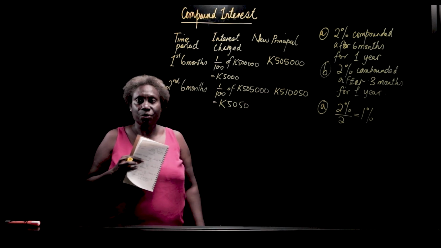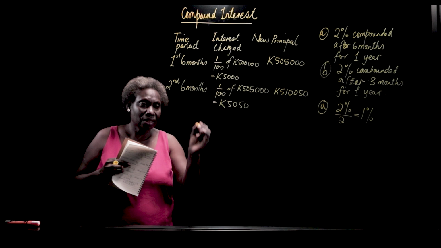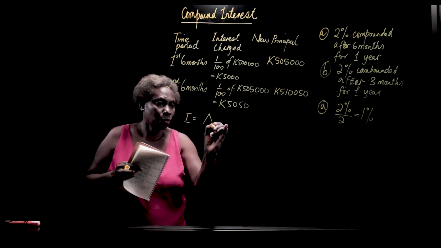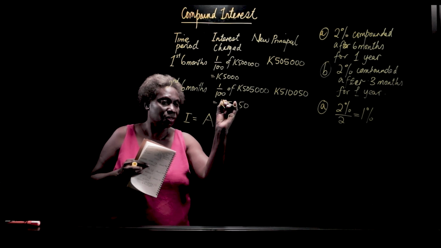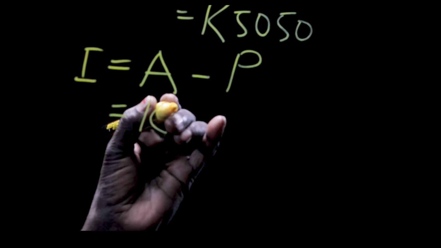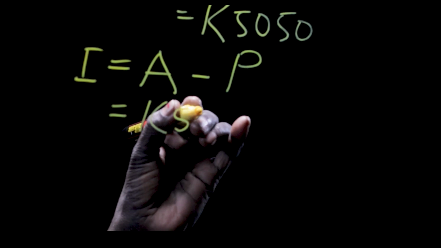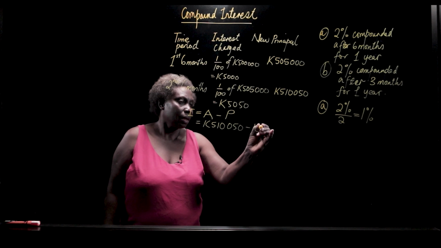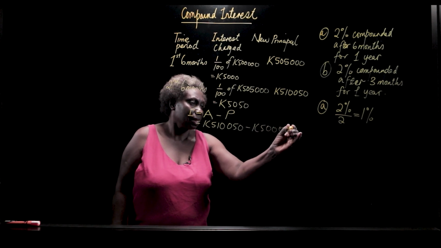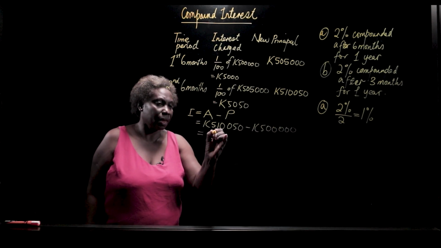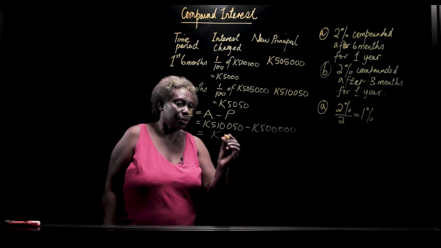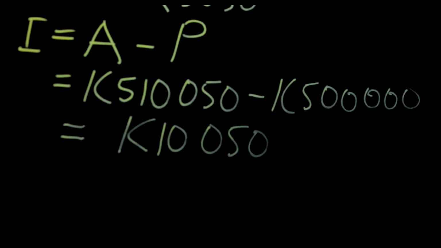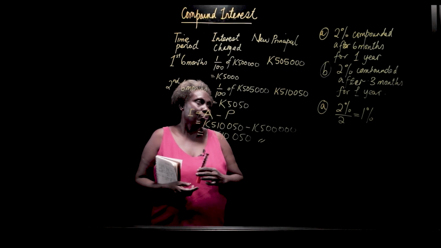That is not the interest. How do we calculate the interest? The interest is equal to the accumulated amount minus the principal. So that will be 510,050 kina minus 500,000 kina. So at the end of the year, he will have received an interest of 10,050 kina.